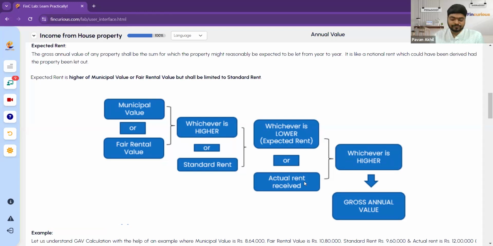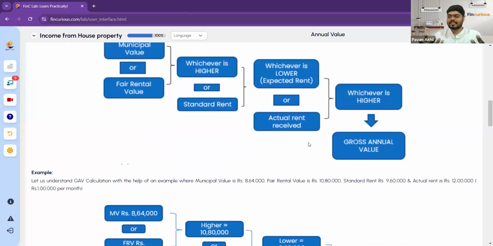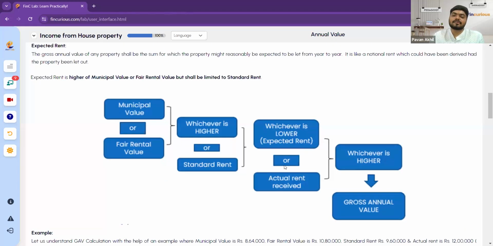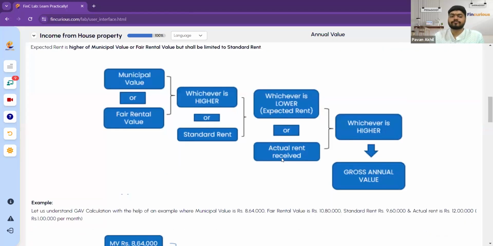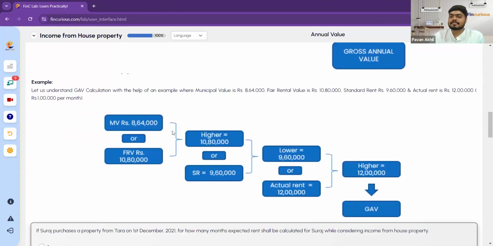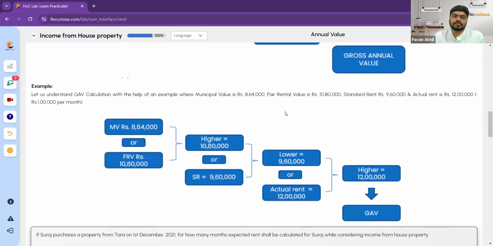So usually people are very smart. But the government is way too smarter than people. So that is why all these laws have come. So now you can say, very simply, actual rent received multiplied by 12 months would be your gross annual value in the majority of situations. But if an assessee is trying to escape from taxes and wants to show some lesser income, then these calculations are usually required. And then let us understand these calculations with a small example.